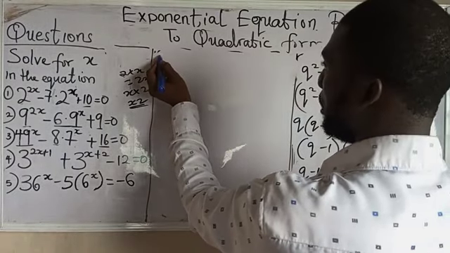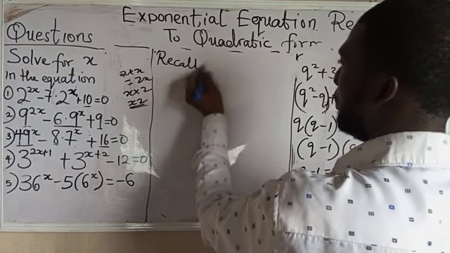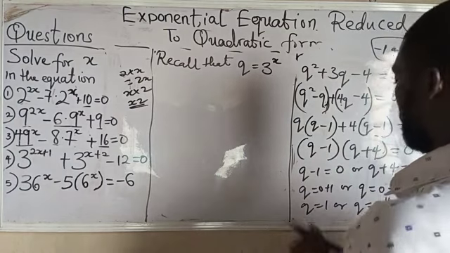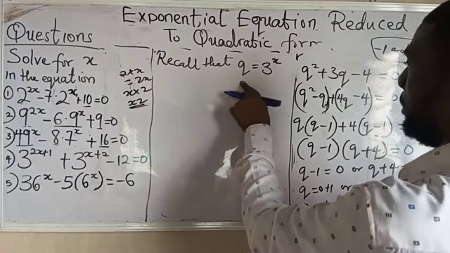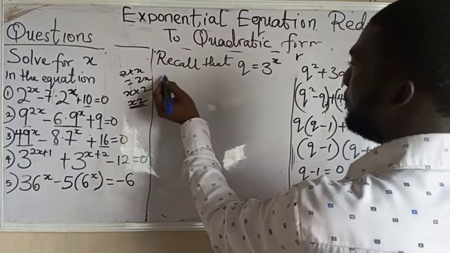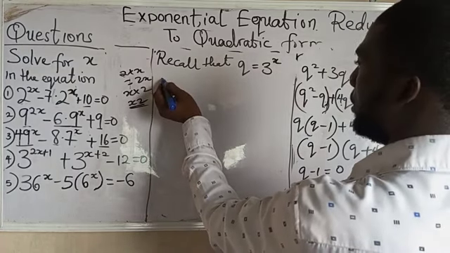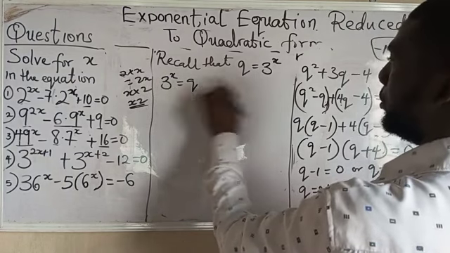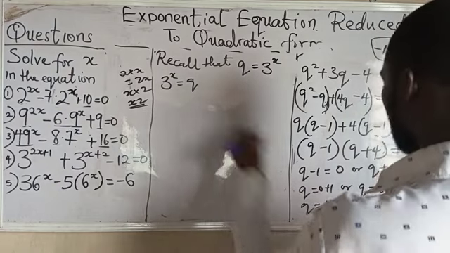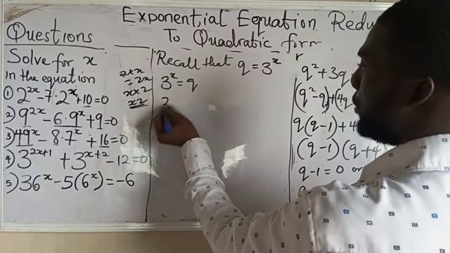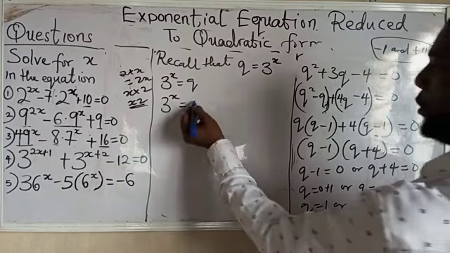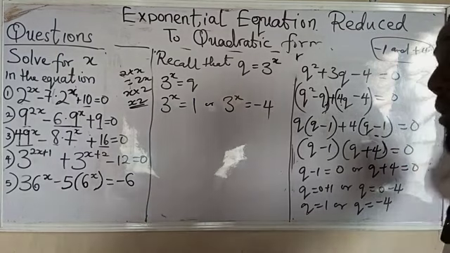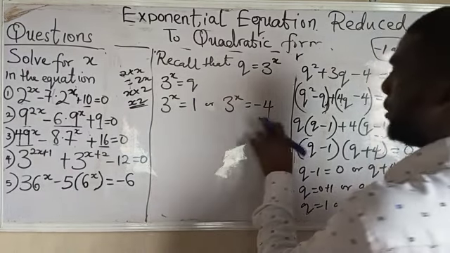So we are now going to recall that Q equals 3 raised to power x. So anywhere we see Q, we replace it with what we have here. So I can say 3 raised to power x equals Q. So anywhere we see Q, now we have 3 raised to power x equals Q equals 1 here, so I'll write 1, or 3 raised to power x equals minus 4. Now, I have seen 1, I have seen minus 4 here.